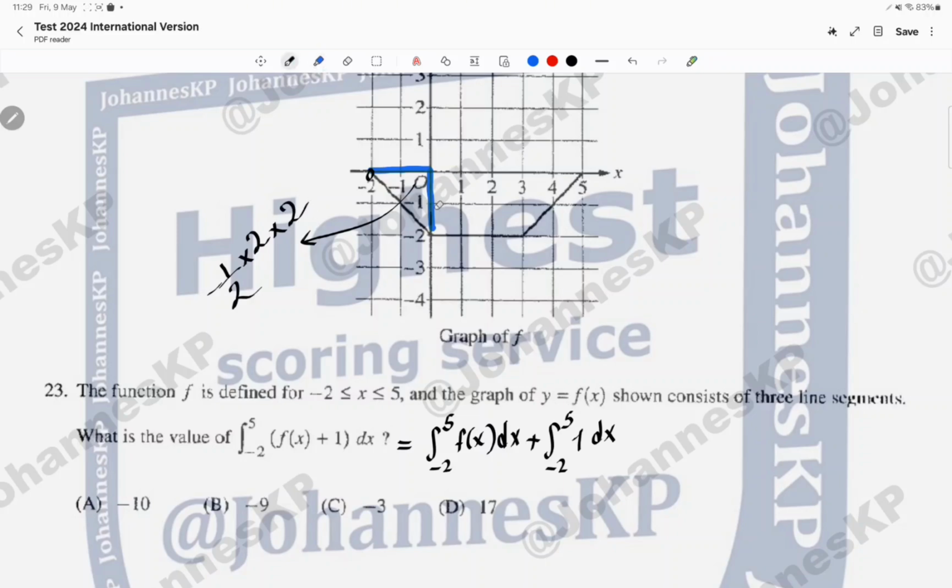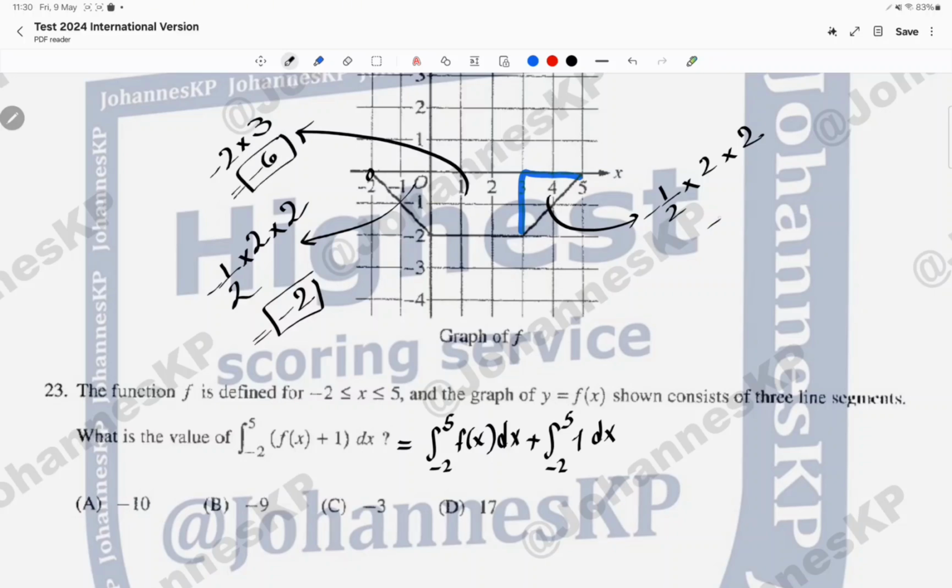Now, let's take care of this rectangle. It's also under the x-axis, so -2 times 3. Now let's take care of this triangle here. Under the x-axis, -half by base by height. This becomes -2. This becomes -6. This becomes -2. Add them all and you get -10.